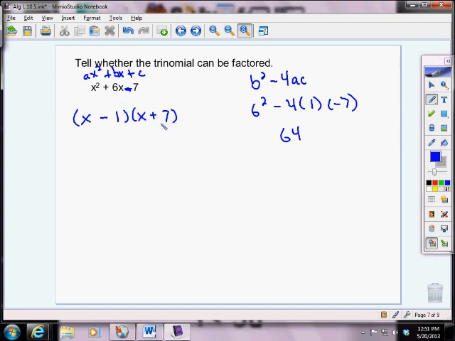X times x is x squared. X times 7 is 7x. Negative 1 times x is a negative 1x. Those add to give us 6x. Negative 1 times 7 is negative 7. You didn't say to do this in the directions, but can this be factored? Yes, it can. Why can it be factored? Because 64 is a perfect square.